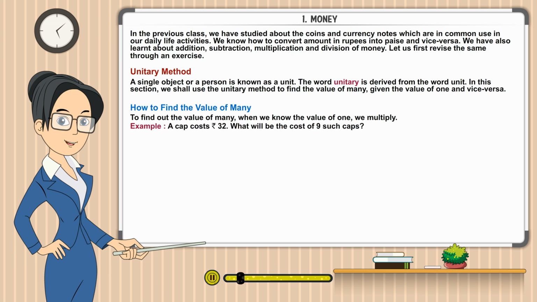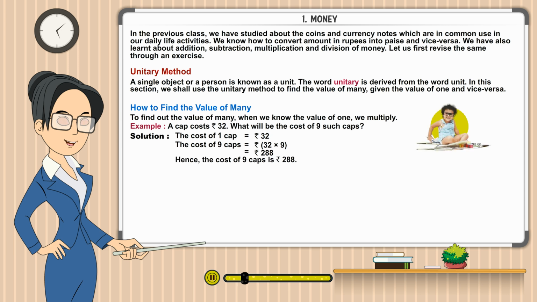Example: a cap costs 32 rupees. What will be the cost of 9 such caps? Solution: the cost of 1 cap is equal to 32 rupees. The cost of 9 caps is equal to 32 rupees into 9 is equal to 288 rupees. Hence the cost of 9 caps is 288 rupees.